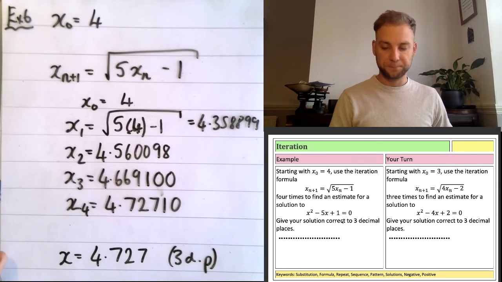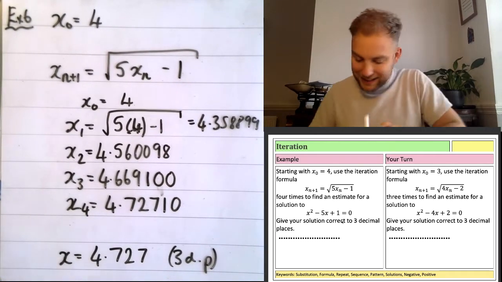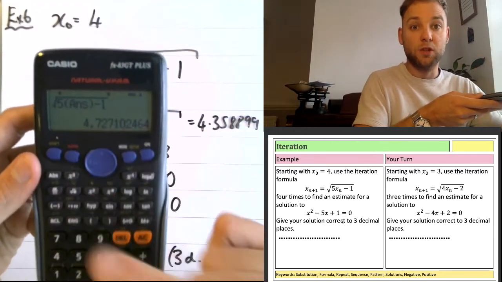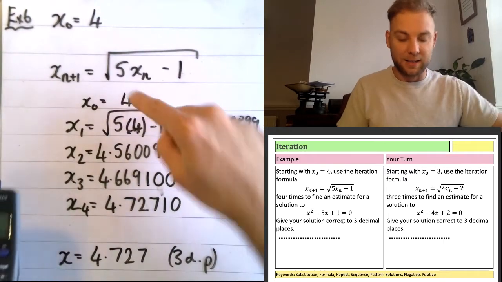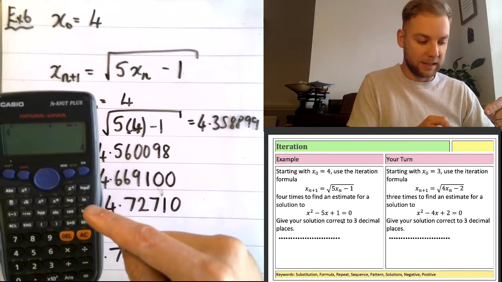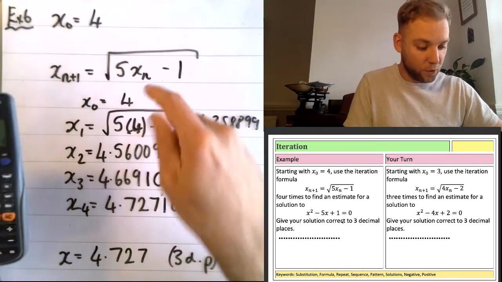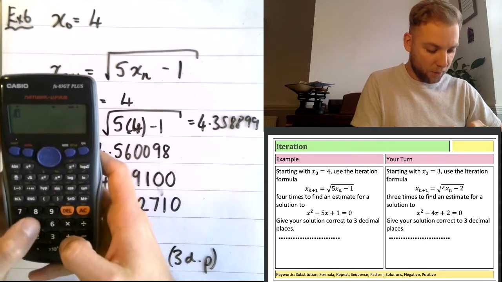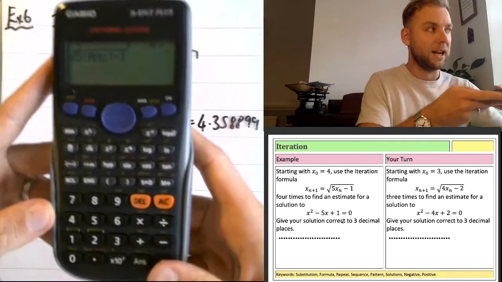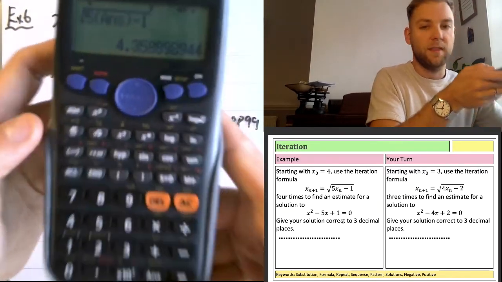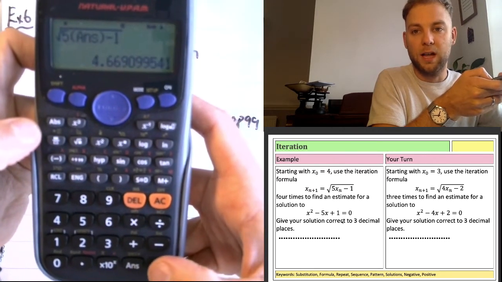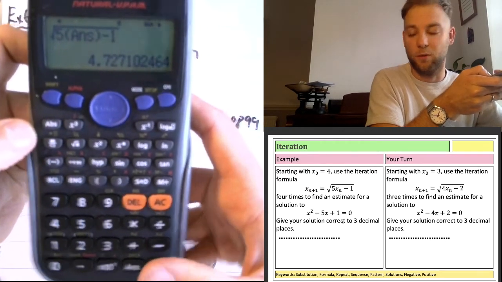Brilliant. Okay, so the way I did this, just to recap, is I used this answer button. I stored 4 in my calculator, so by pressing 4 and then pressing equals, and that stores it in my calculator. And then using the iteration formula, which is the square root of 5 times my answer, which in this case is 4, minus 1, I press equals to get my first one. I press equals to get my second one, I press equals to get my third one, and I press equals to get my fourth one. Nice and straightforward, nice and quick.